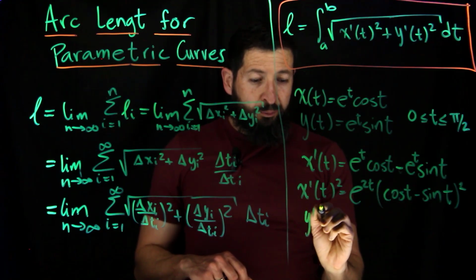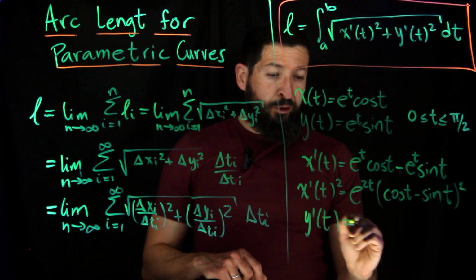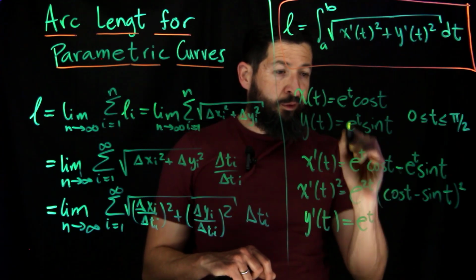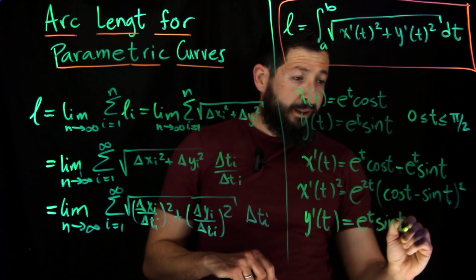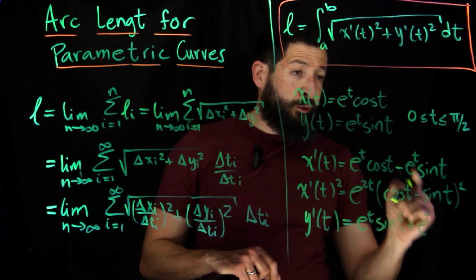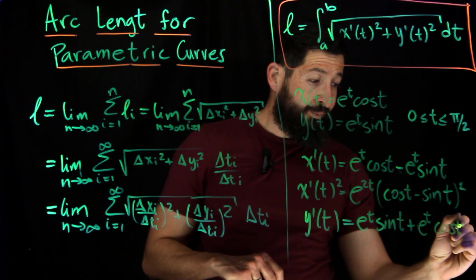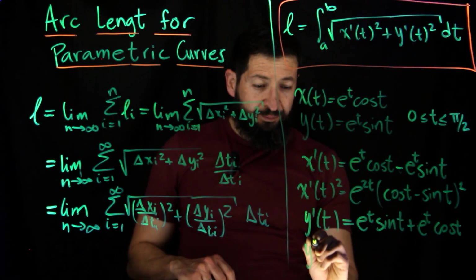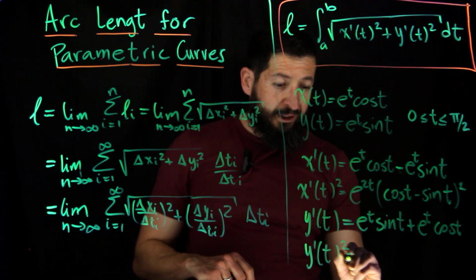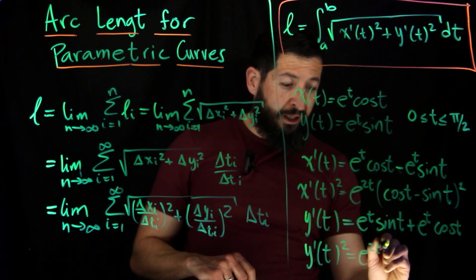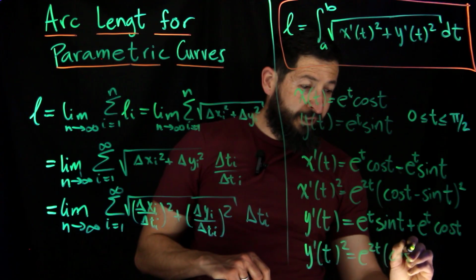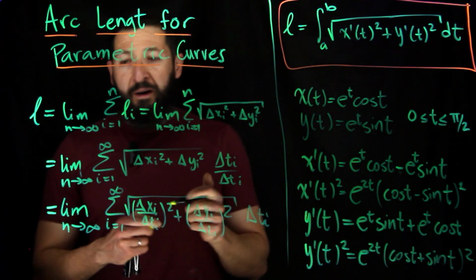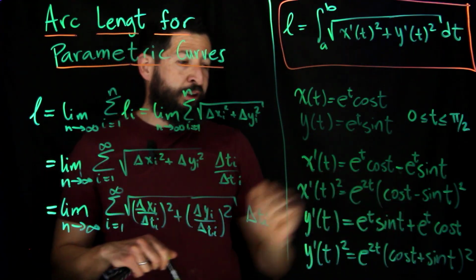Now we're going to do y prime also. And that is going to be, again, a product rule. So it's going to be e to the t, derivative of the first, times the second, sine of t, plus, copy the first, derivative of the second is cosine. And then you see that these are very similar. So y prime of t squared is going to be e to the 2t, and then I'm going to have to FOIL the cosine of t plus sine of t squared. Alright, so now I'm going to erase this part.